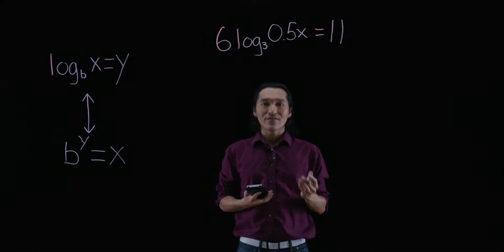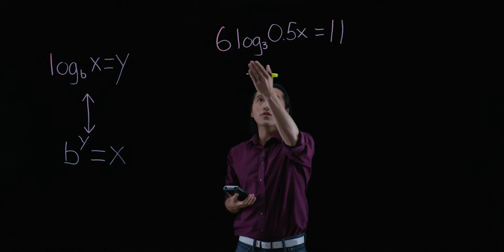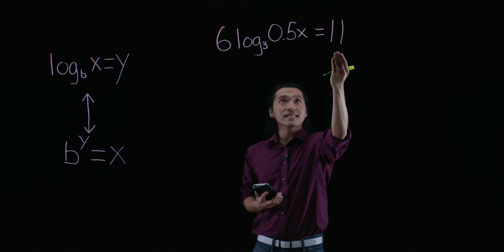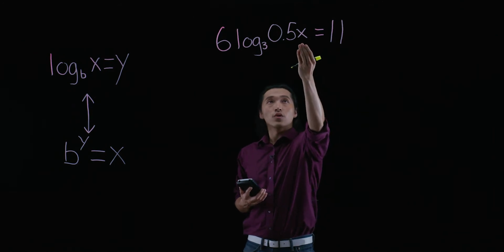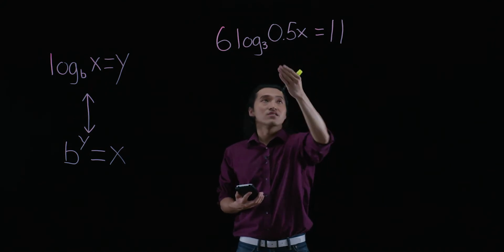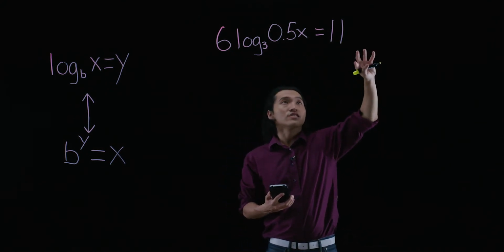So for this problem, we're given the equation 6 times log base 3 of 0.5x is equal to 11. And they're asking us to solve for x. So in order to solve for x, we need to isolate it by removing everything else that isn't x and pushing it to the other side of the equation.